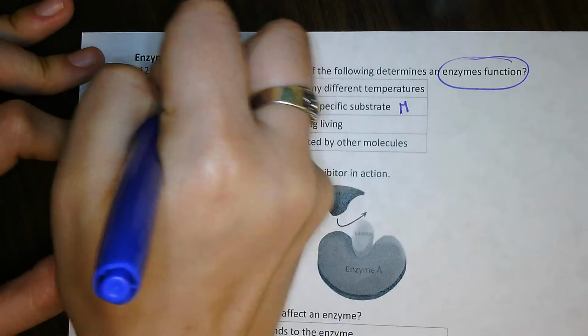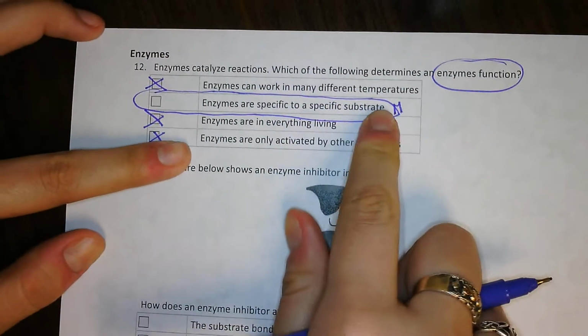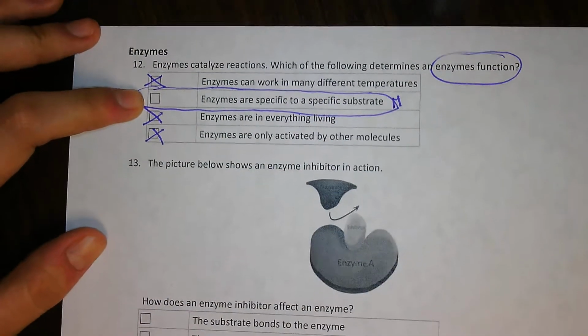The enzyme's function is determined by the very specific shape to a very specific molecule, a substrate, like the lock and the key mechanism we talked about.